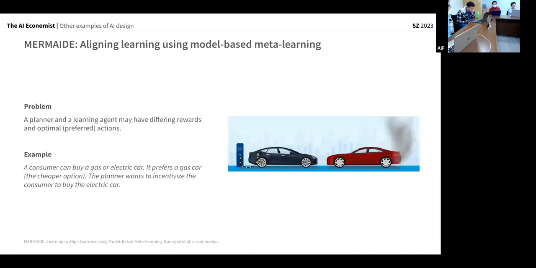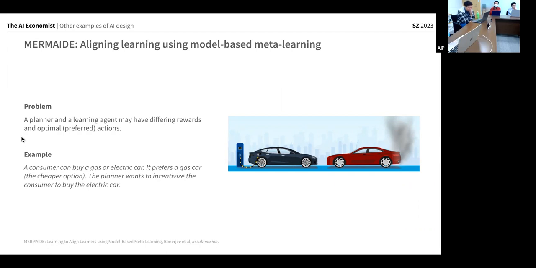Okay, so then the second paper, which is very recent, and I want to go into a little bit more detail on this one, is called Mermaid. Mermaid asks the question again: how can you learn a mechanism that does very well when the agent itself is still learning? The title is Aligning Learning Using Model-Based Meta Learning. The idea is a bit more simple, more stylistic.